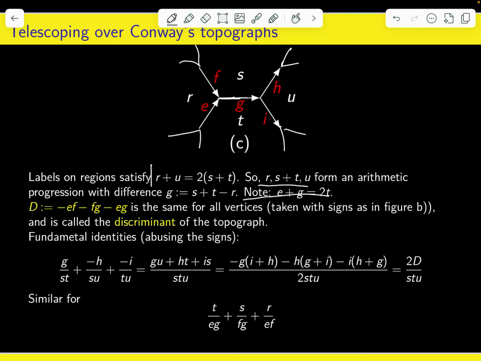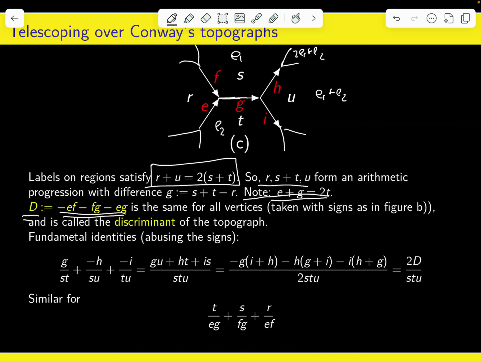And then if we know the labels on edges, we can recover the labels on regions. And so this thing corresponds to a binary quadratic form, because you can write here basis vectors, E1 plus E2, and here 2E1 plus E2, and then you can just evaluate your quadratic form on these vectors. That's how you get labels on regions. They satisfy this rule, so you have a topograph associated to every binary quadratic form. And then the discriminant of the quadratic form can be computed using this expression. So it's the same for all the vertices.